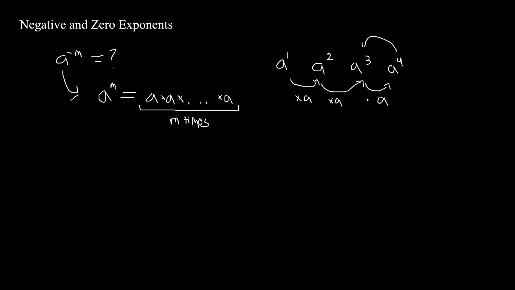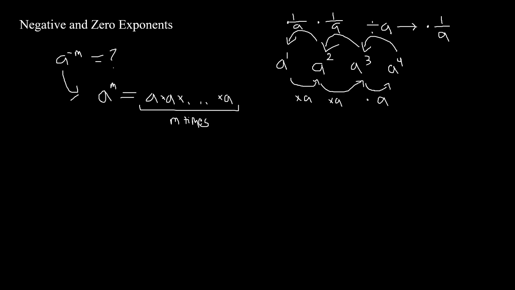So what if we go backwards? Well, you can see that then we're dividing by a, right? We are dividing by a, or this is also the same as multiplying by 1 over a, because dividing by a number is the same as multiplying by its reciprocal. So this is what happens when we go backwards.